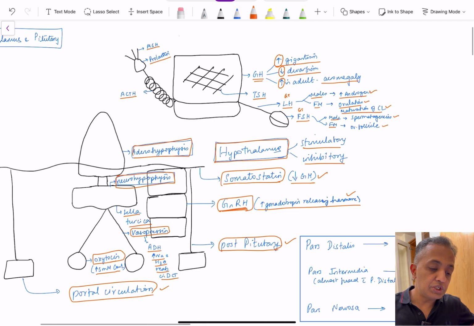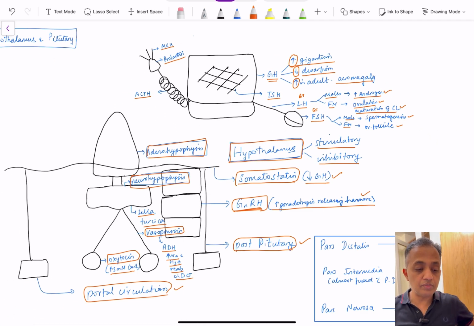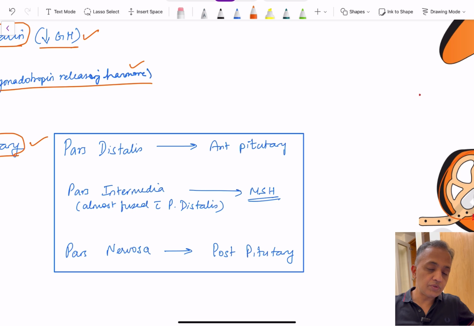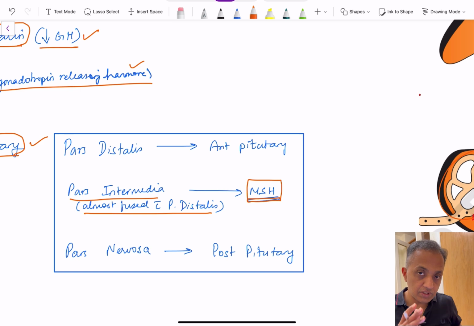There's one more thing that you guys need to know. So that's all about the pituitary and the hypothalamus, the different hormones secreted and their functions. As we saw earlier, there are three segments of the pituitary: the anterior pituitary, the intermediate, and the posterior pituitary. The intermediate pituitary is rudimentary and almost fused with the pars distalis, and the melanocyte stimulating hormone is produced by the pars intermedia. This has been asked multiple times in previous year questions, so we just have to pay really close attention. The hormone secreted by pars intermedia is melanocyte stimulating hormone.